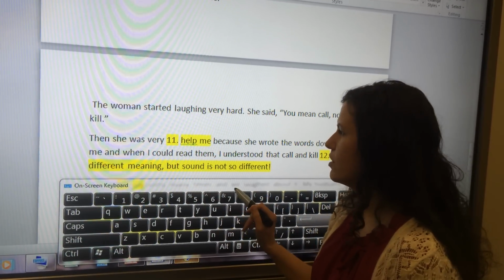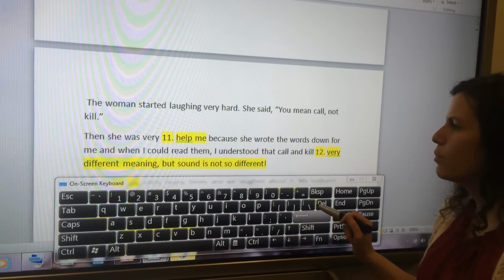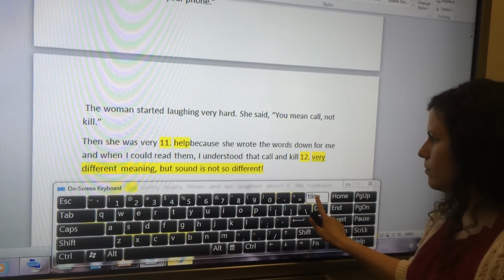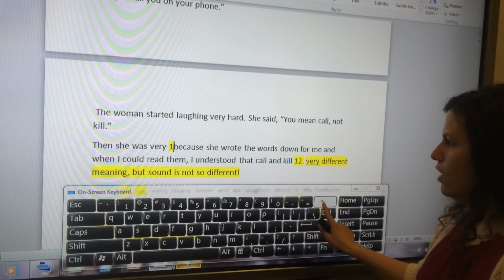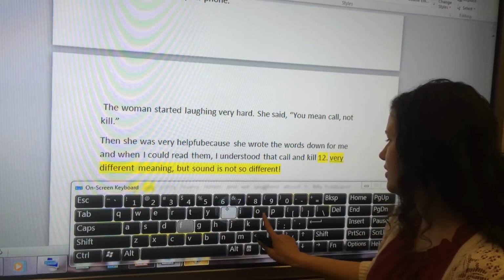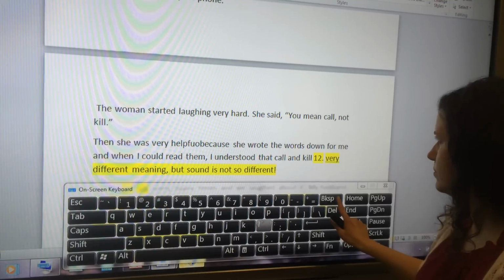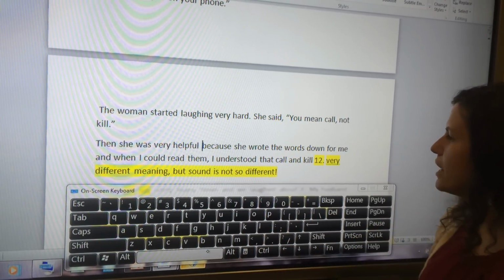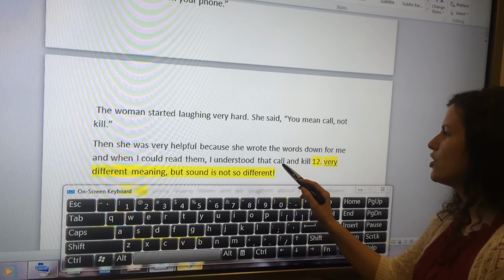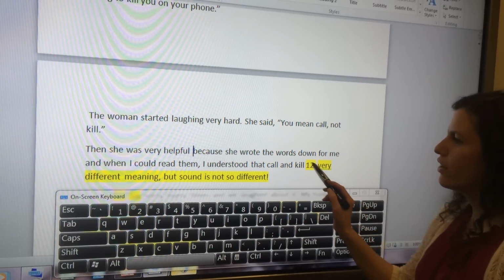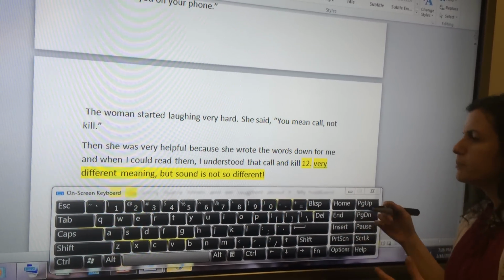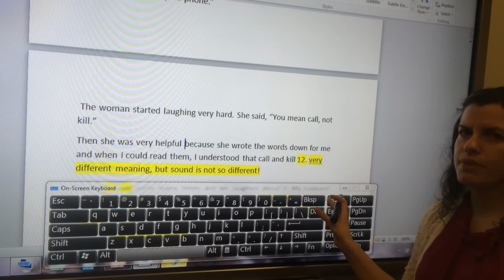And let's take a look at number 11 here. "Then she was very help me." Okay, this needs to be corrected for grammar. Then she was very helpful. Okay, because she wrote the words down for me, and when I could read them, I understood that call and kill, very different meaning, but sound is not so different. Okay, so this person is just missing some vocabulary in English.